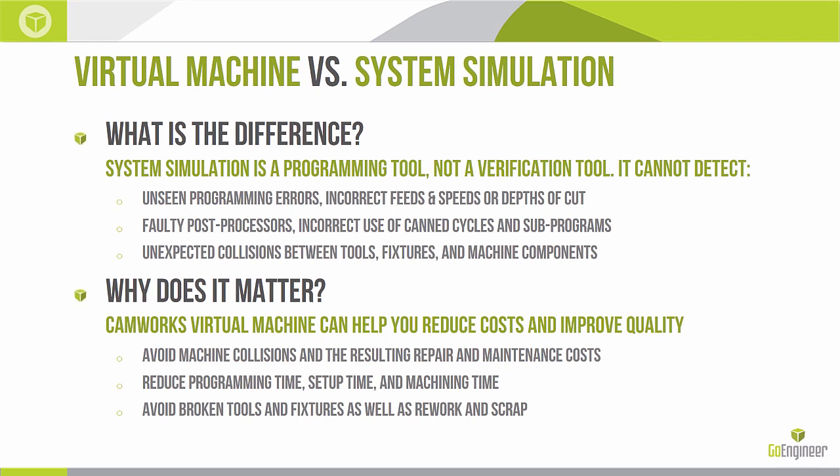And we've all broken tools, we've all touched our fixtures, but if we can avoid those by verifying the actual G-code before we ever get up and move over to the machine, then that's going to reduce our scrap costs, reduce our tooling costs, and reduce our fixture costs.